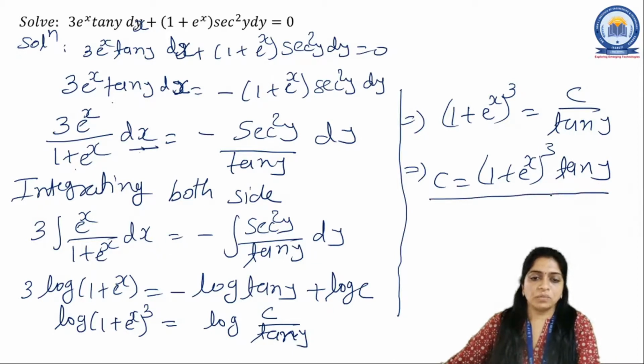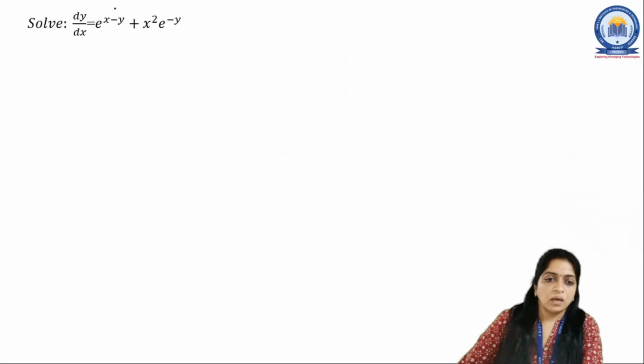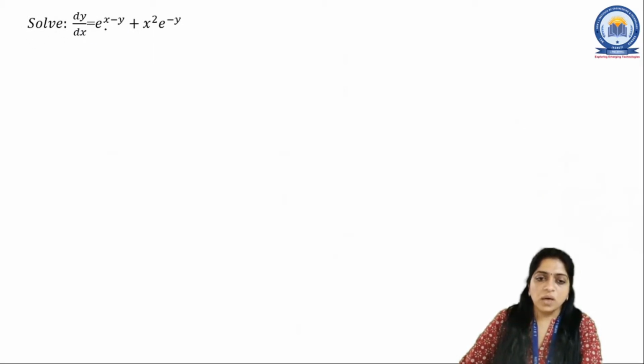Let's move on with one more example. Here, the given question is dy by dx is equal to e raised to x minus y plus x square e raised to minus y. So, let's start the solution.